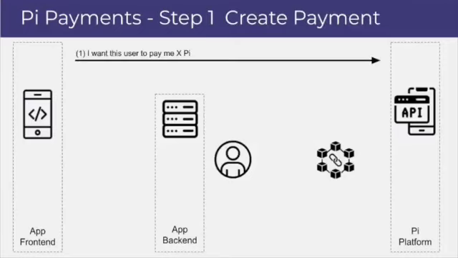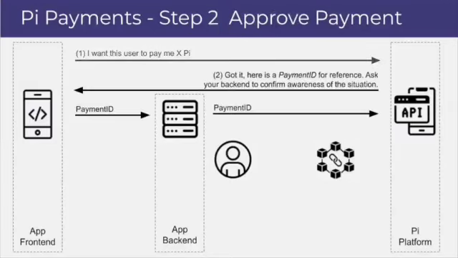And step 1 is creating a payment, and that is done from the app's front end by calling a local method that doesn't even need to involve the backend, to let the Pi platform know that this user needs to pay X Pi for something that they are trying to buy. So next step is the Pi platform responds saying, yep, I'm aware of what's going on. Here's a payment ID, and that payment ID will be the reference to this payment for the rest of the entire process.